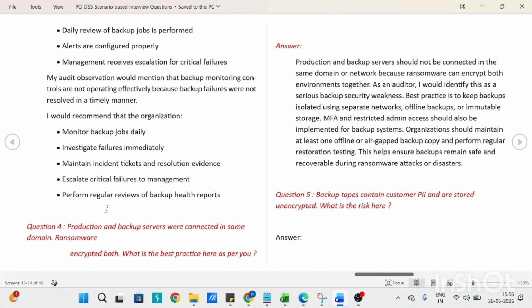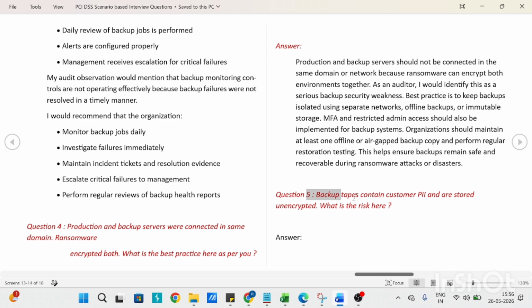the auditors are saying that the production and backup servers should not be in the same domain or in the same network, because if one subnet is compromised, then it may impact your backup data also. That's why, as per the best practice, it should be stored either as an offline or air-gapped backup copy.